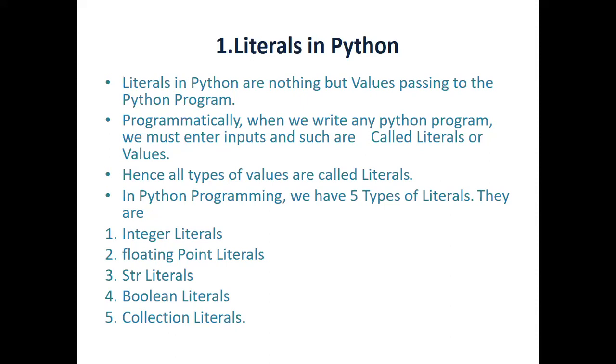So let's proceed further. Literals in Python are nothing but values passing to the Python program. Programmatically, whenever we write any Python program and we make the inputs, all those inputs are called literals or values. So all the values are literals. In Python programming, we have five types of literals: integer literal, floating point literal, string literals, boolean literals, and collection literals.